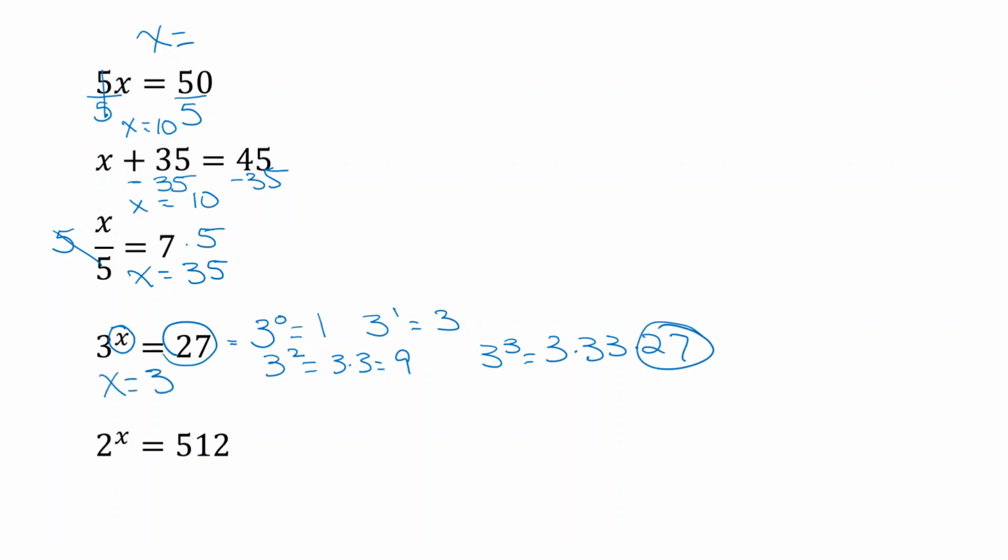But what do I do when I get to a problem like this? 2 to the what power equals 512. Man, I'm going to be writing and guessing and checking a lot before I get to 512. So what should I do? Well, there could be some kind of inverse for my exponent that would help me find that. And in fact, there is.